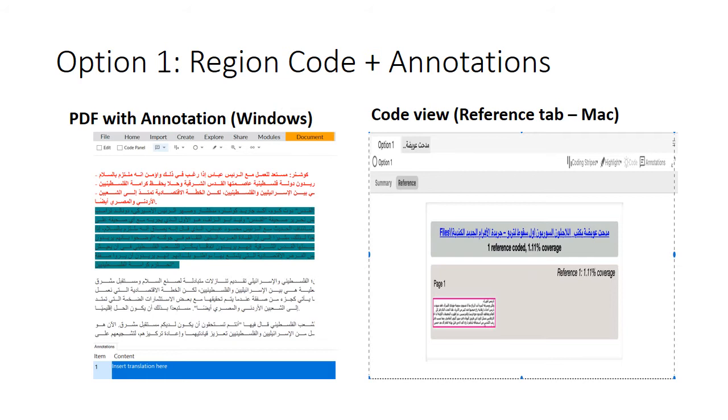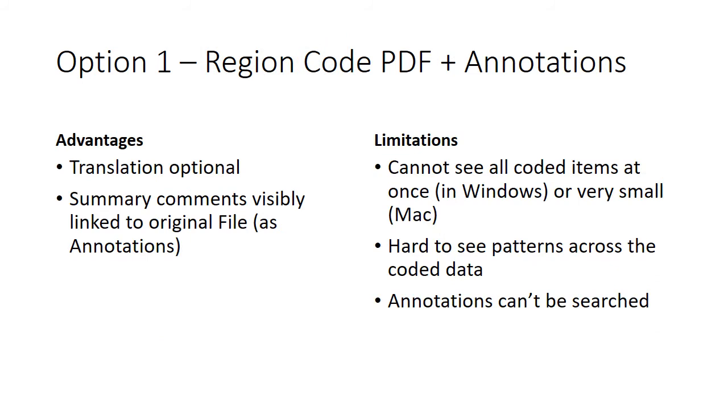On the right-hand side of this slide, I've shown what it looks like when you do region coding and how it shows up in the reference view of the Mac. So the advantage of this option is that translation is optional. You could just do the region coding without translating. And the summary comments are visibly linked to the original file through the annotations.